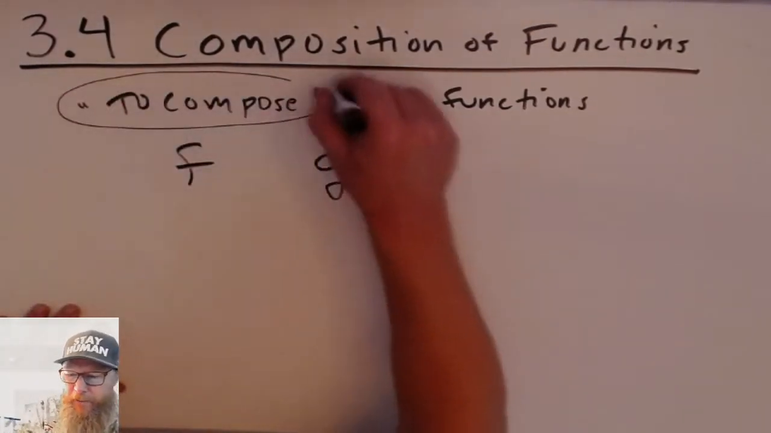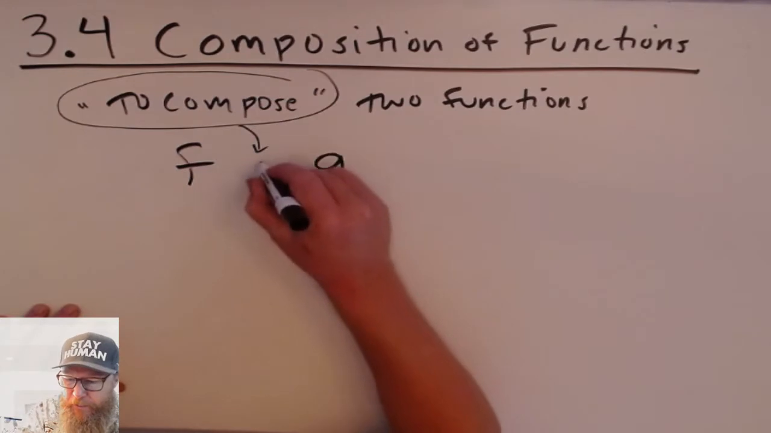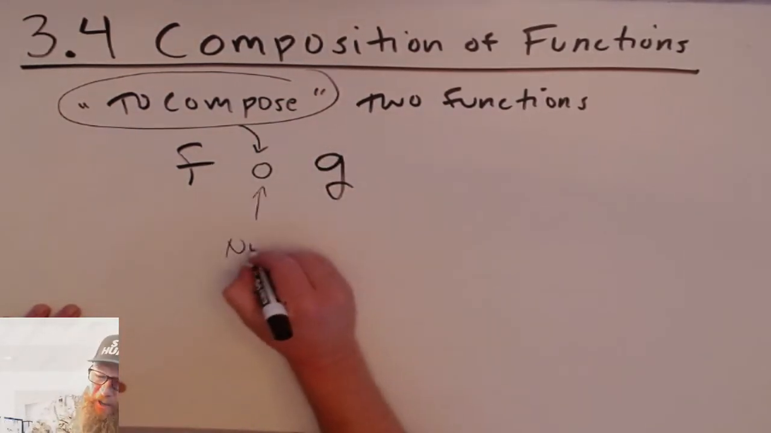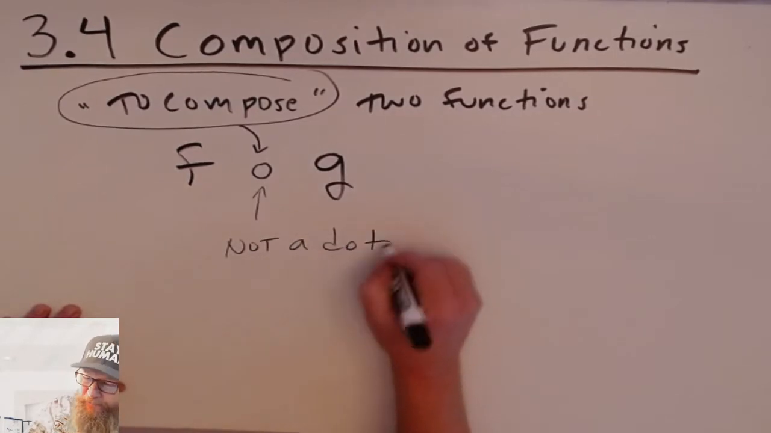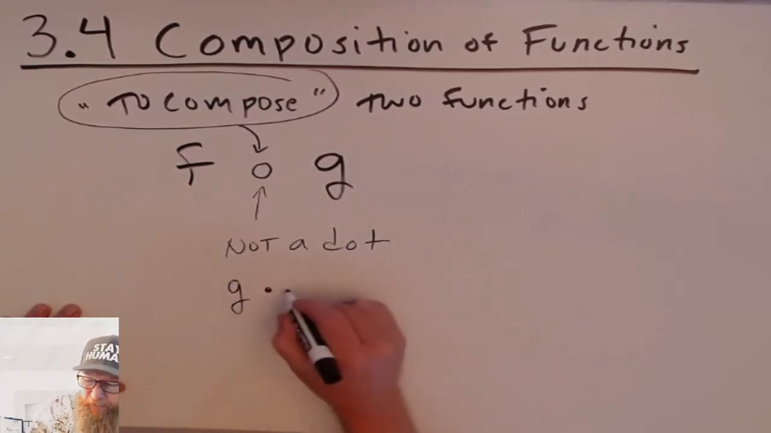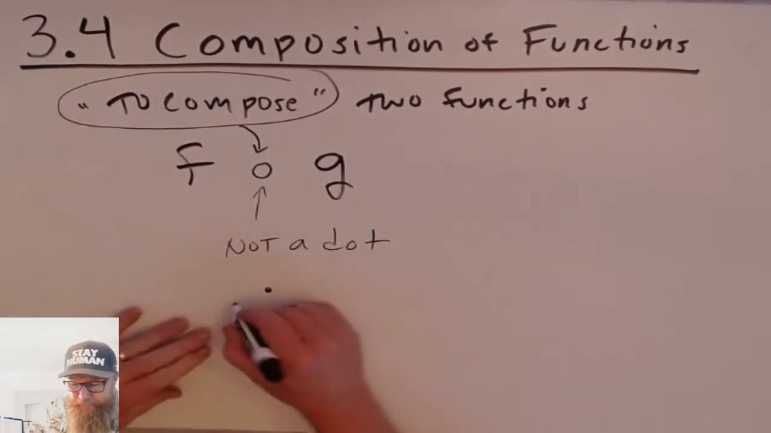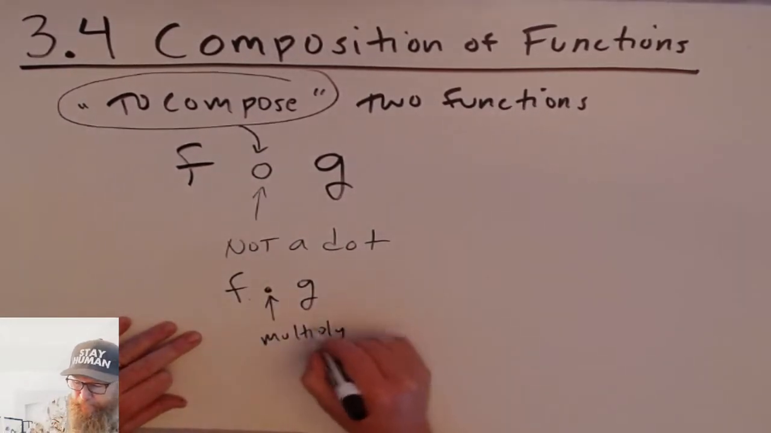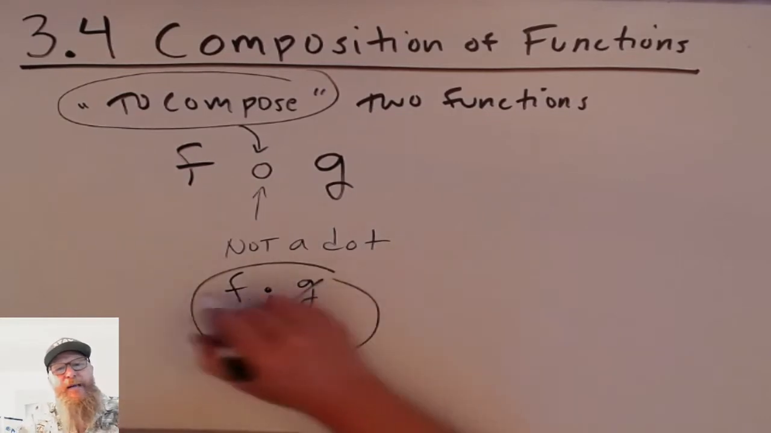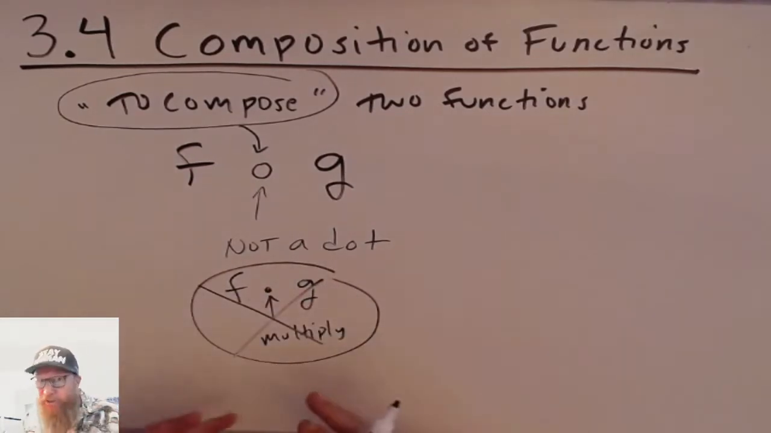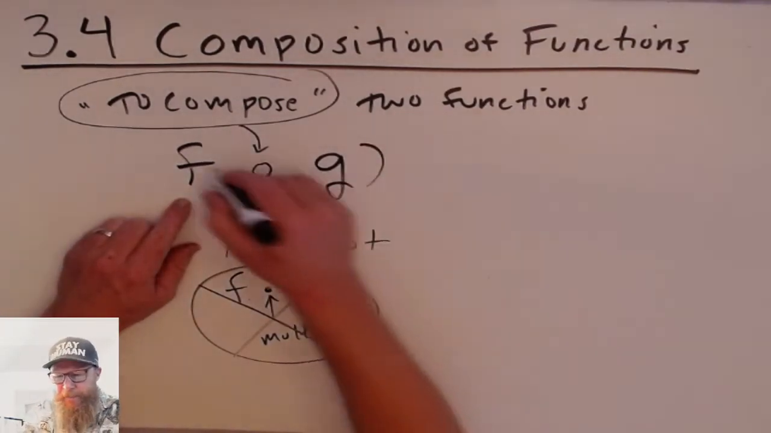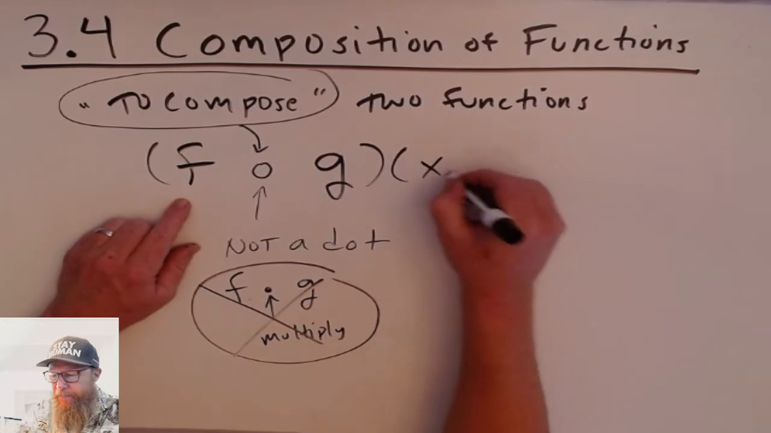So to compose, the symbol for compose is an O, not a dot, because a dot would mean multiply. And that's not what we're doing today. So we are not multiplying the functions together. We're composing the functions. Composing, you typically need a variable.